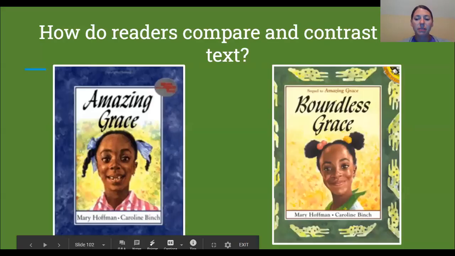Hi readers, today we are going to compare and contrast two texts by using Amazing Grace and Boundless Grace. So our question today is, how do readers compare and contrast two texts?